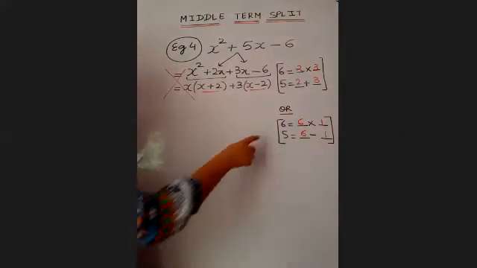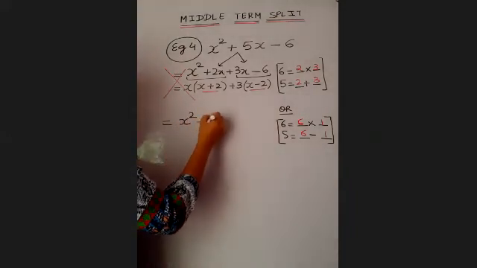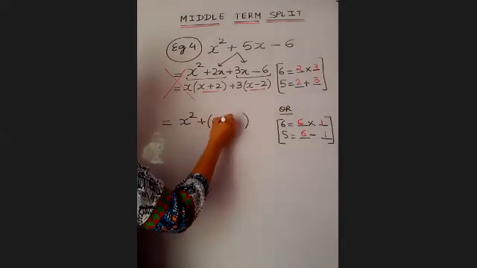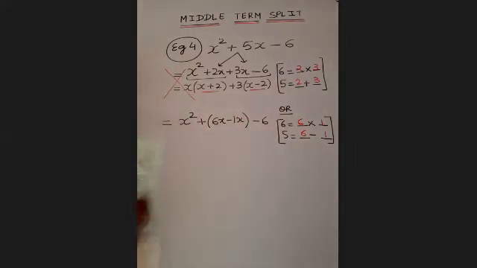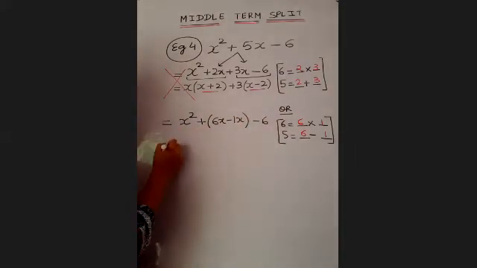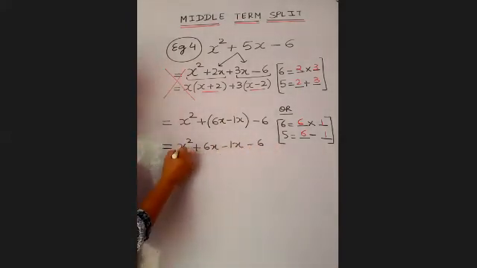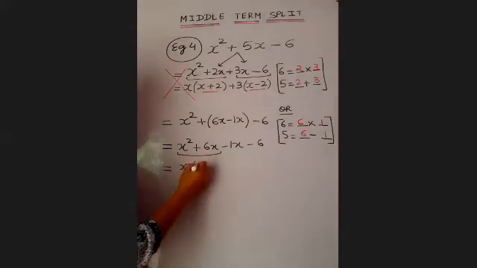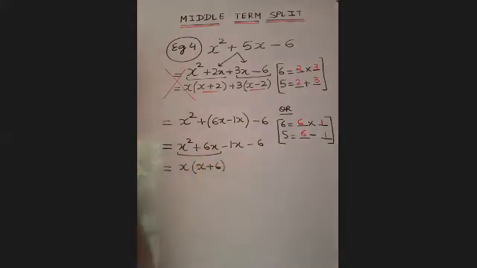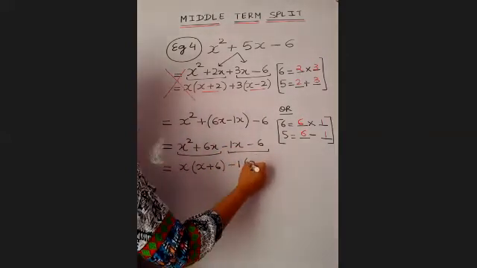Okay? And if you look at this part, x square and 5x, what can I write it as? 6x minus 1x. So this is x square plus 6x minus 1x minus 6. What can be taken common? x. Now what can be taken common here? Minus 1.